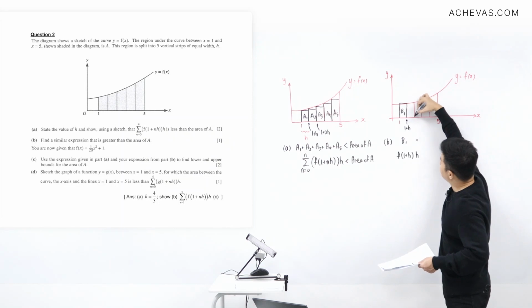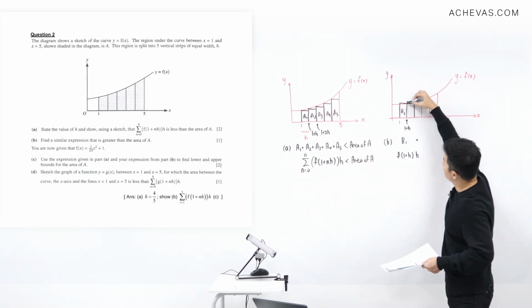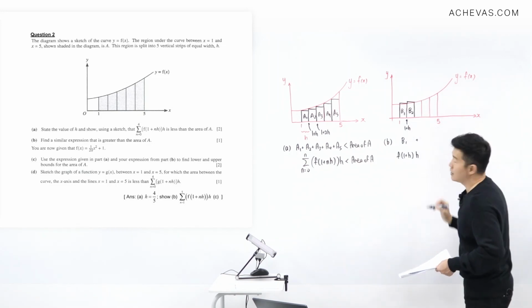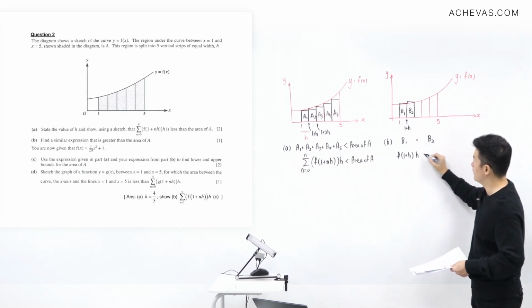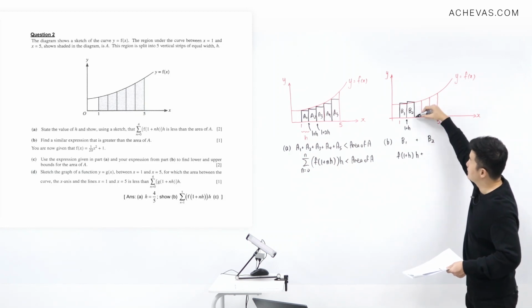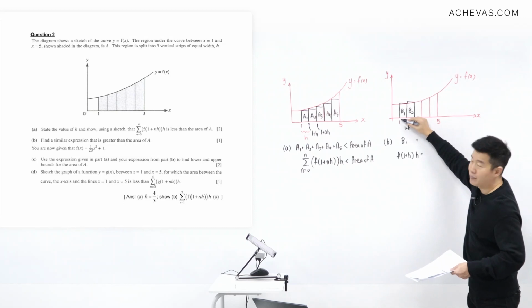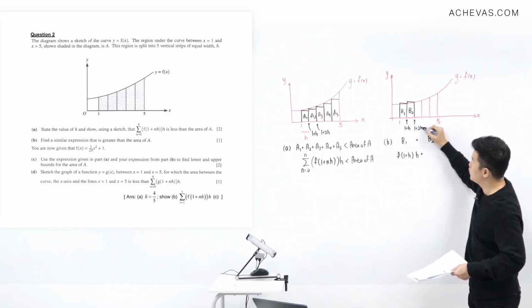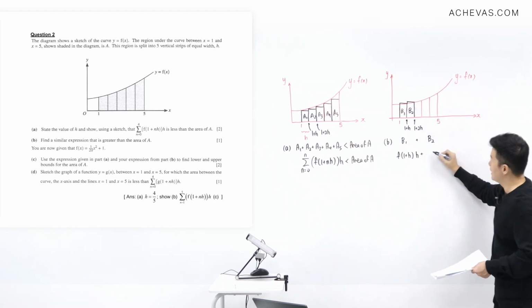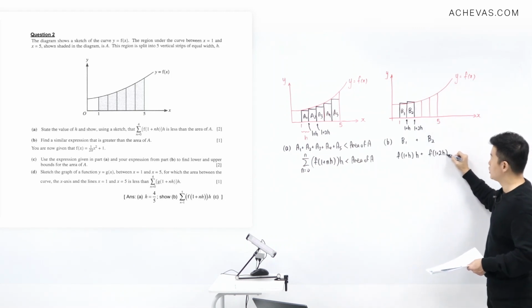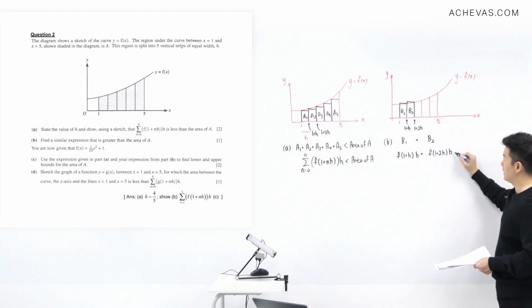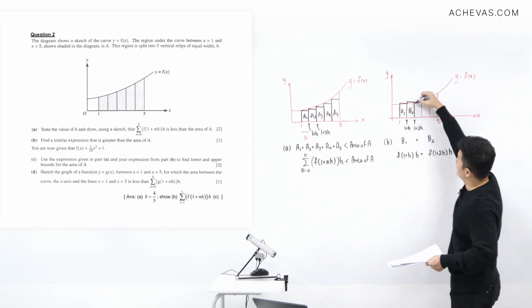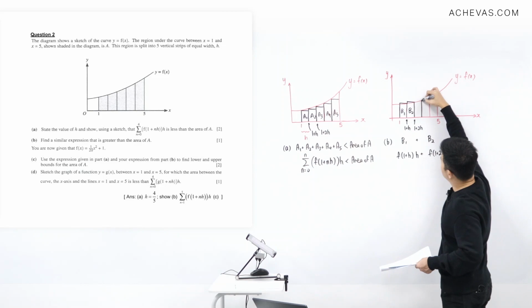I'll add another rectangle, doing the same thing, having this as the height and drawing a horizontal line across to get this. I'll call this rectangle B2. The x coordinate of this will be 1 plus h plus h, which is 1 plus 2h, and the y coordinate will be f(1 plus 2h). Multiplying by the width h gives the area of B2.